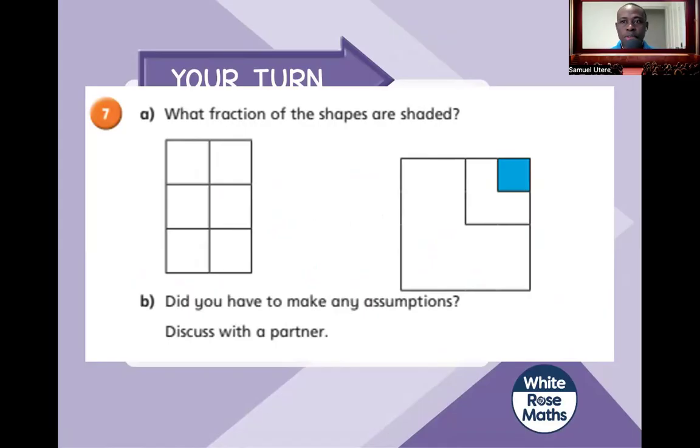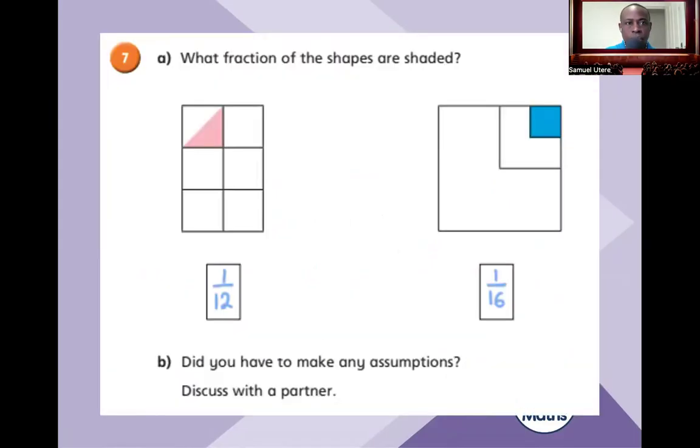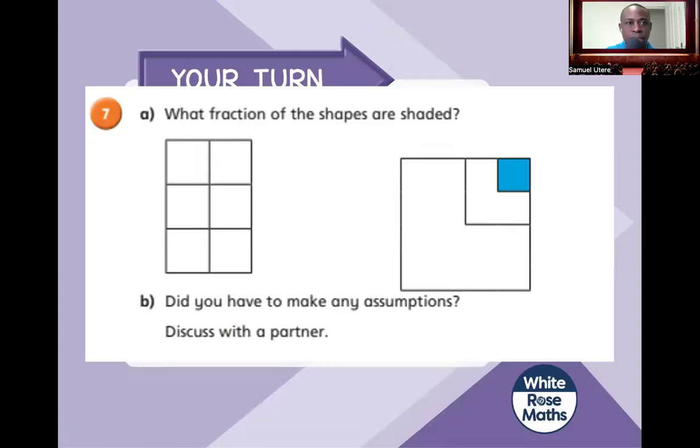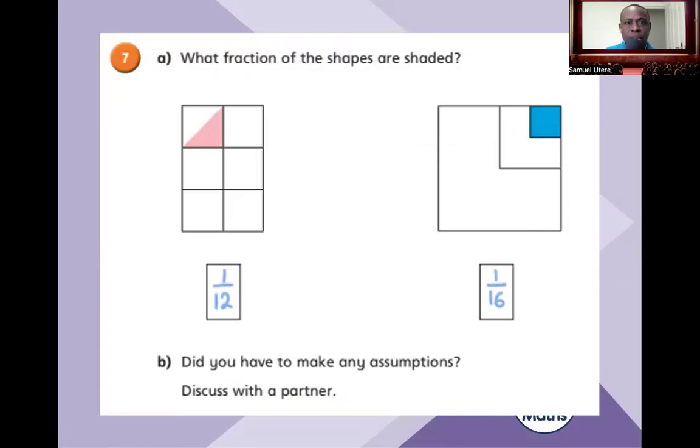So assuming you've paused the video and you've answered the questions, here are the answers. Let's discuss them. What fraction of the shapes are shaded? So question 7, all right? The fraction of the shape that is shaded is 1/12, and then this 1/16.